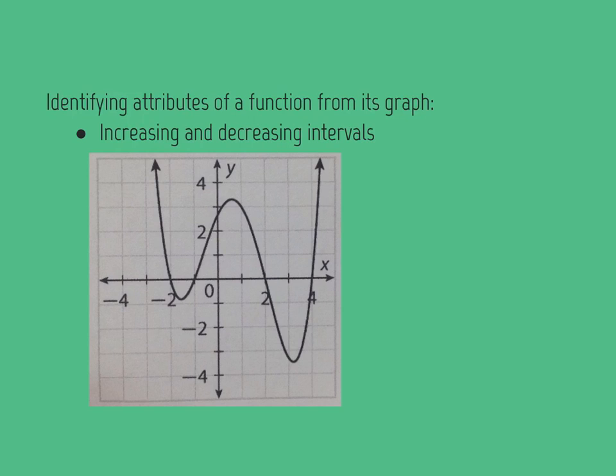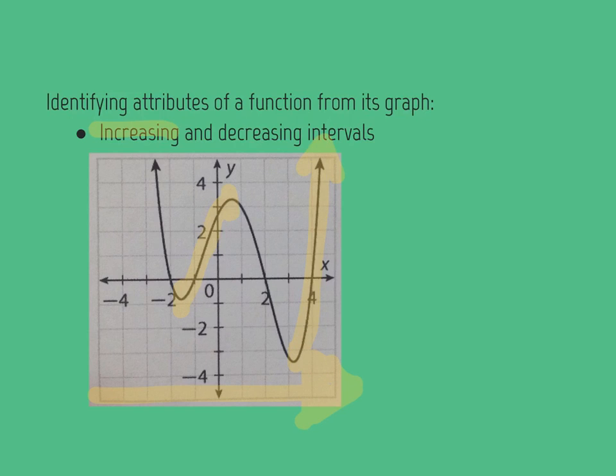Next, we'll talk about increasing and decreasing intervals, and those are always read from left to right, just like you read a book, left to right, okay? So increasing would be the uphill intervals, so increasing would be this part, from the bottom of this valley to the top of this hill, and then again this part from the bottom of this valley on up. And there's an arrow there.